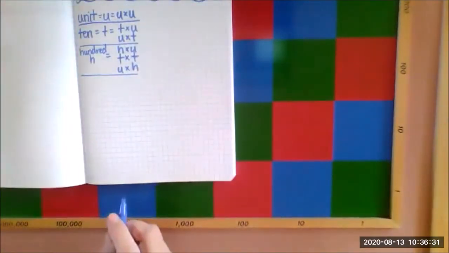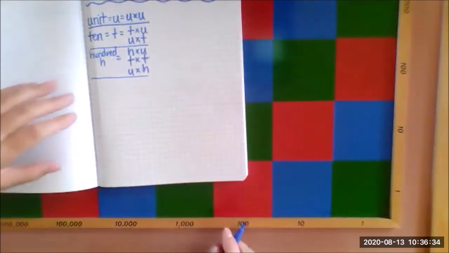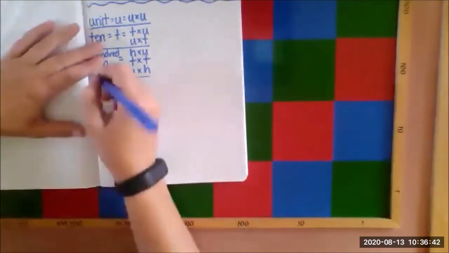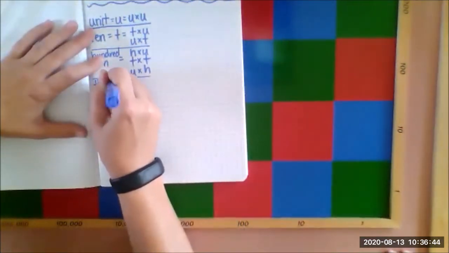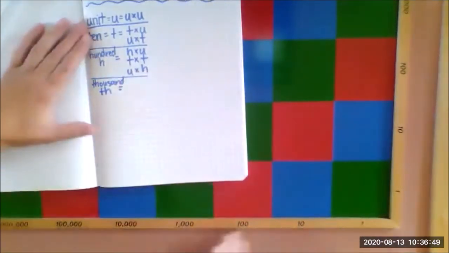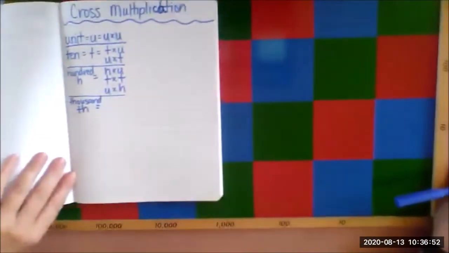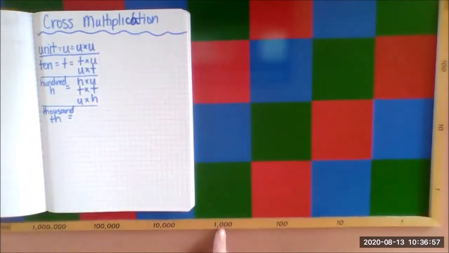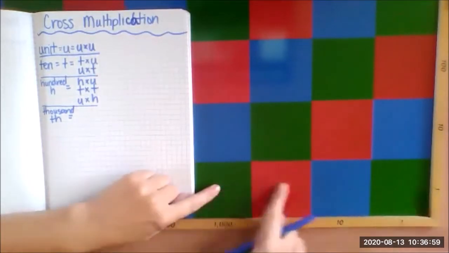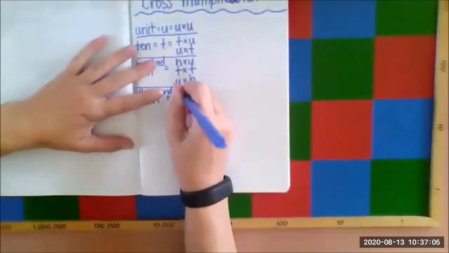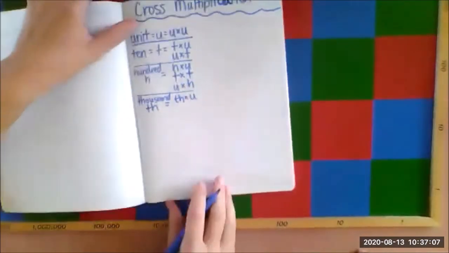Now we're going to do 1,000, and we're going to use a TH for 1,000 because T was for 10. Okay, now I have to move our checkerboard over this way a little bit. Here's our first 1,000. We get our 1,000 by multiplying 1,000 times a unit. We're going to write that as a TH times a U, 1,000 times a unit.